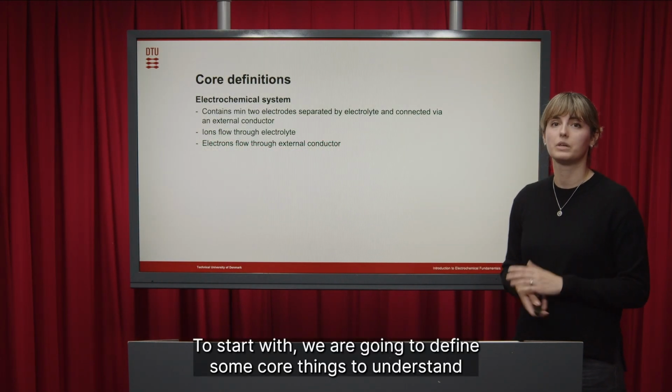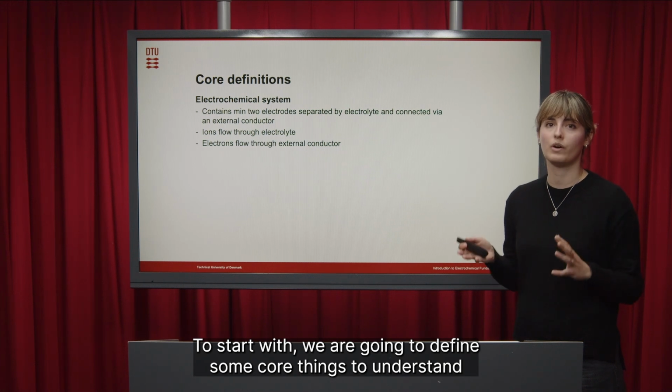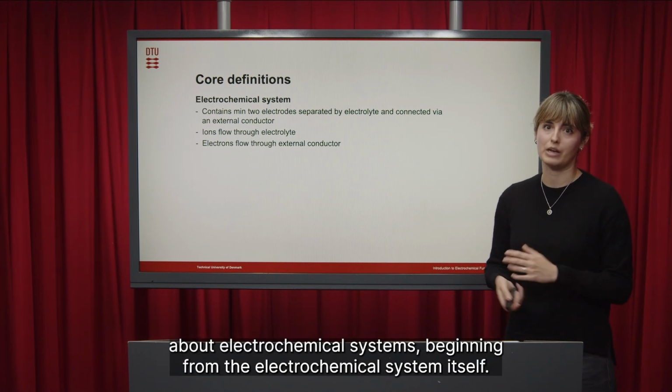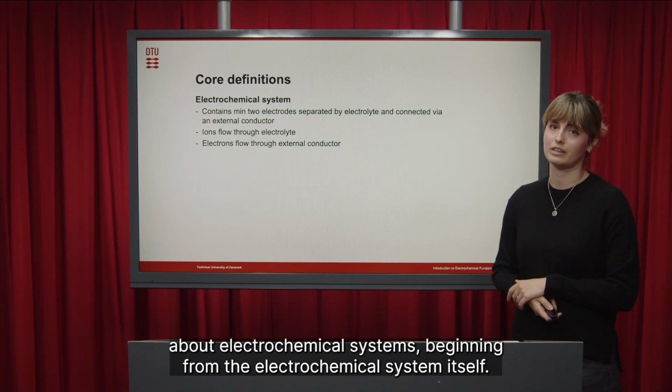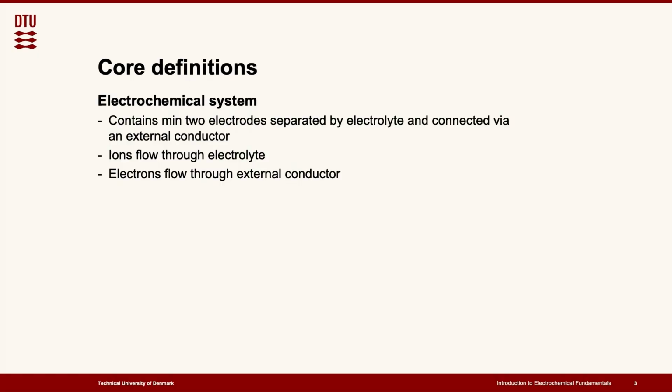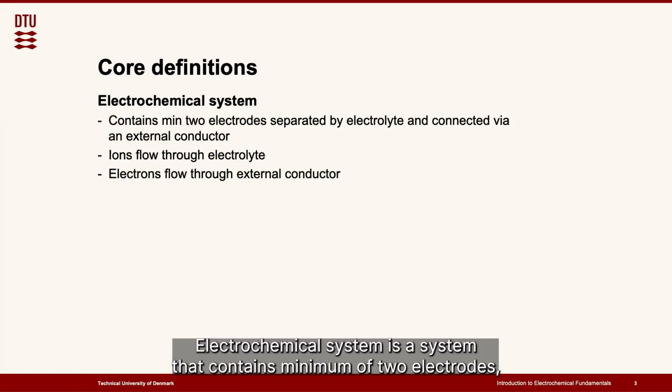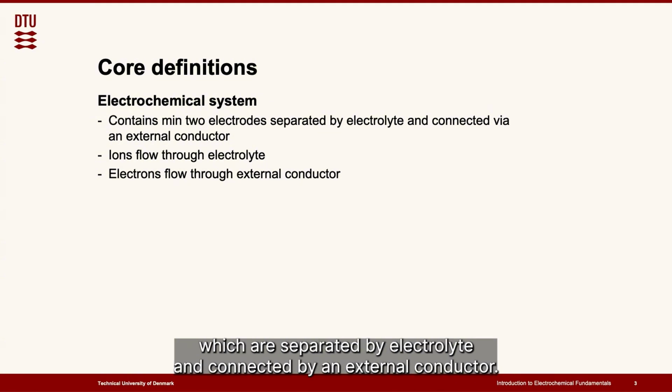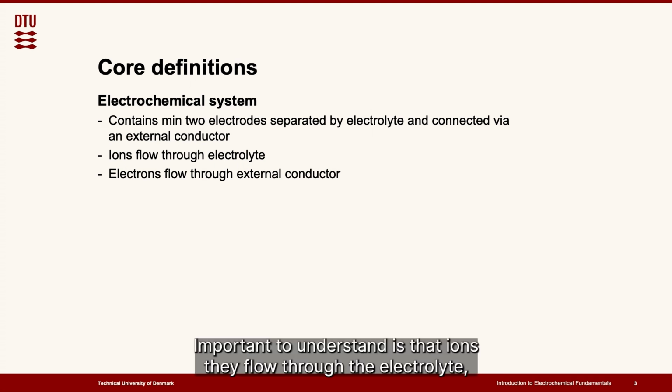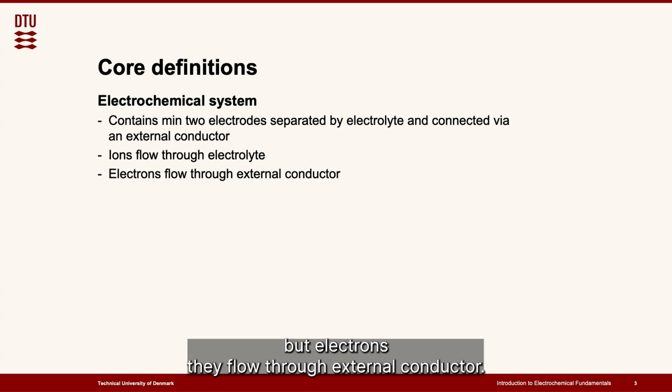To start with, we're going to define some core things to understand about electrochemical systems, beginning with the electrochemical system itself. An electrochemical system is a system that contains a minimum of two electrodes which are separated by an electrolyte and connected via an external conductor. It is important to understand that ions flow through the electrolyte, but electrons flow through the external conductor.